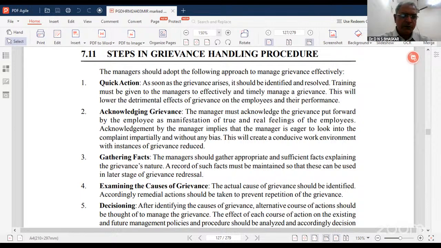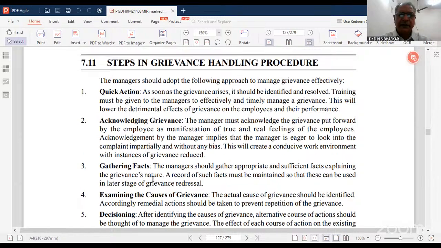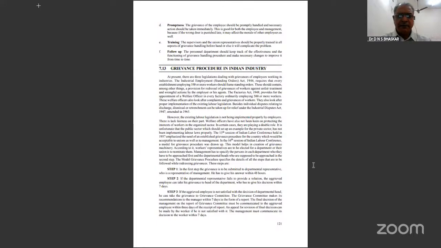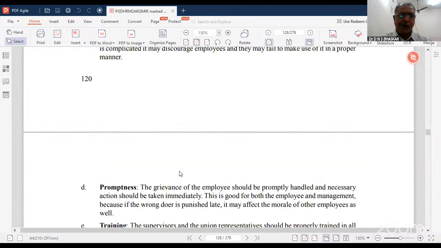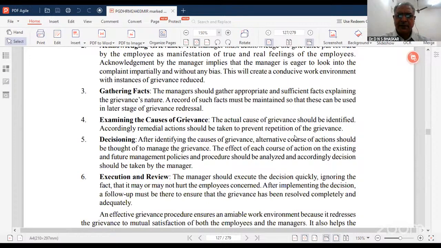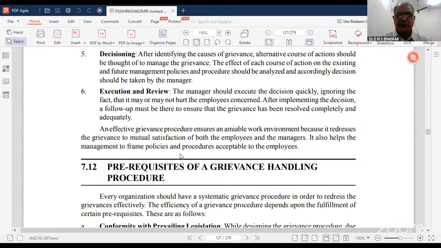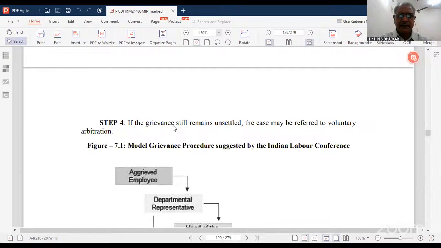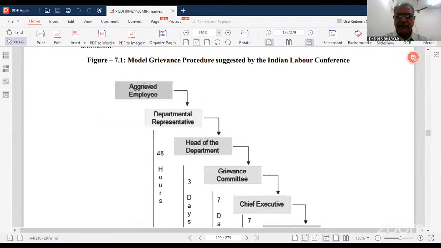Then how you address the grievance is also an important characteristic. Another important area to concentrate on is gathering the facts. What is the grievance about? Sometimes whatever grievance is given may not be up to date. Then examining the causes of the grievance and discontentment, and execution of the review, are other important areas you have to understand. Lastly, the methods: the model of the grievance procedure is very clearly laid down.